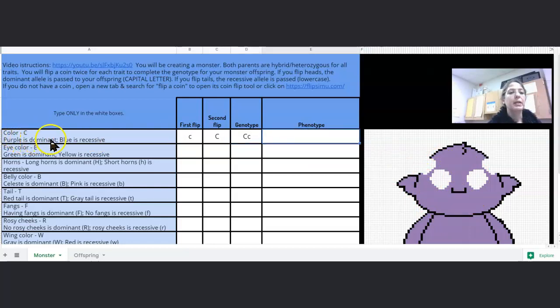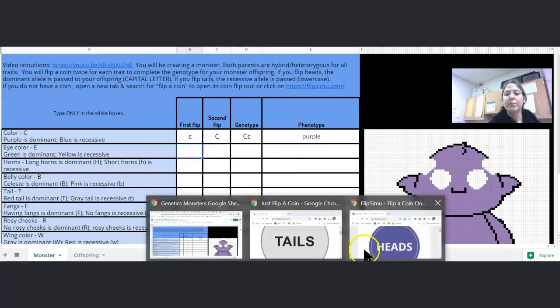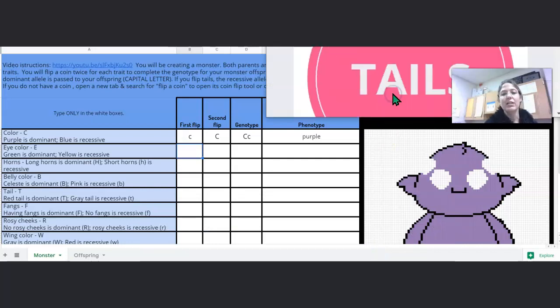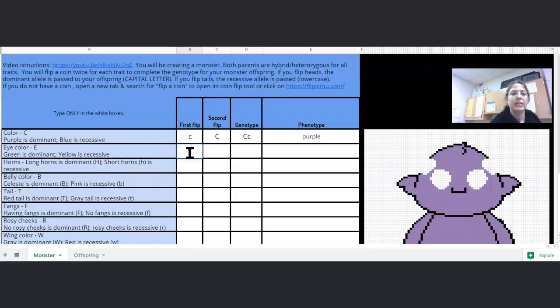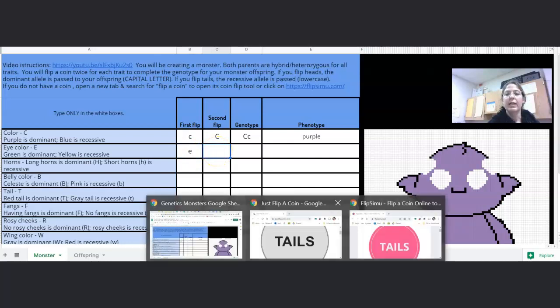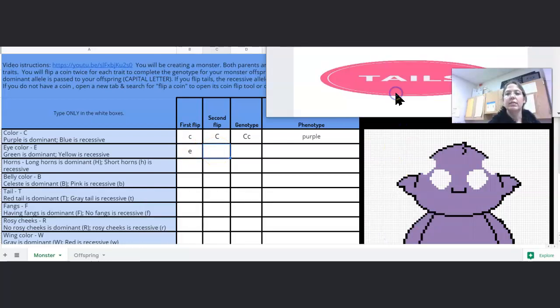It is purple because purple is dominant. So the phenotype is purple. We'll continue to flip for these traits. When it's tails, it's going to be a lowercase letter. When it's heads, it's going to be an uppercase letter. This time we're going for eye color. So the letter is E. Tails is a lowercase letter. It's recessive.